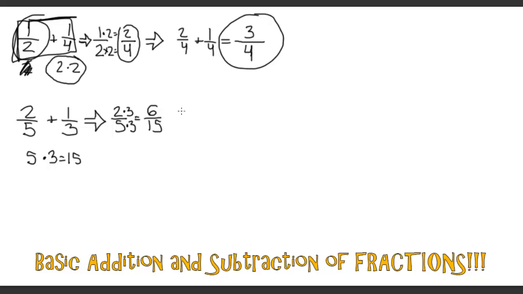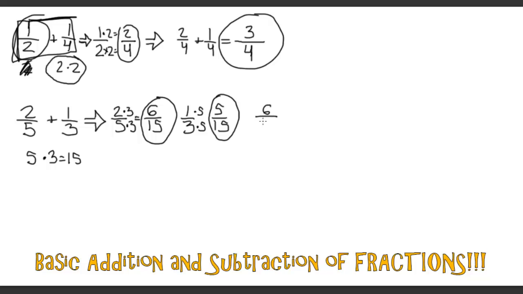Alright, now we're going to do the same thing with the third. 1/3 has to turn into a fraction that has 15 on the bottom. So in order to turn 3 into 15, you have to multiply it by 5. We're going to multiply the top by 5, and we're going to get 5/15. So now we've got our adjusted fractions that have the same denominator, because we have to have a common denominator. And we're going to go ahead and do our addition problem.